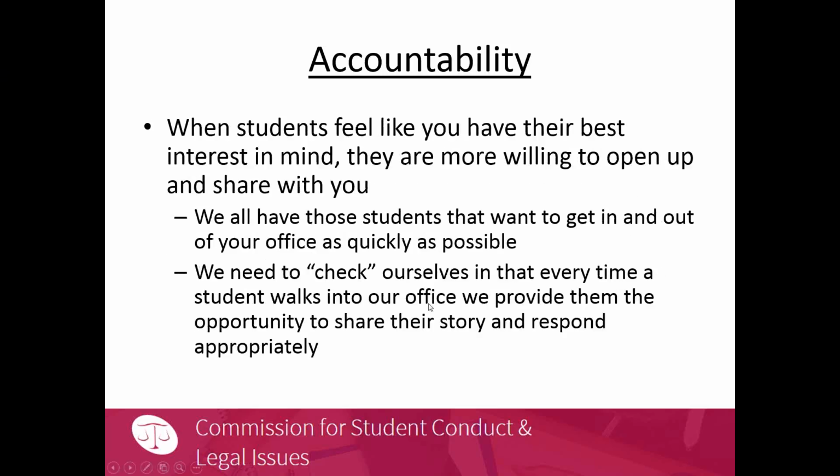Most students come into my office like they're being called into the principal's office. I like to surprise them and to create a very different experience. In fact, many students will say, this is not at all what I expected to happen in this conversation. When students feel like you have their best interest in mind, they are more willing to open up and share with you.